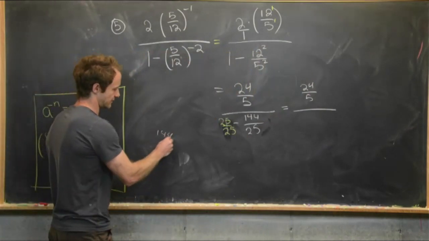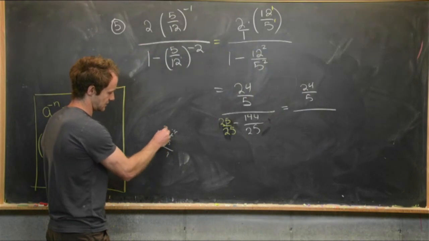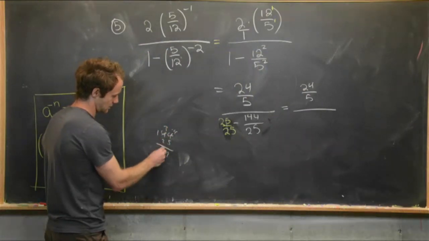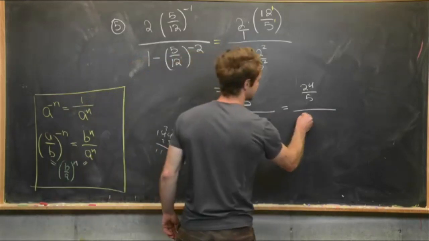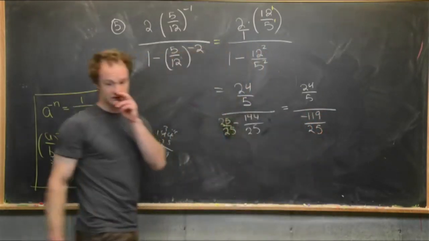So, you know, I don't know what that is off the top of my head. So it looks like it's 119. So it's negative 119 over 25. That seems to be what we get.